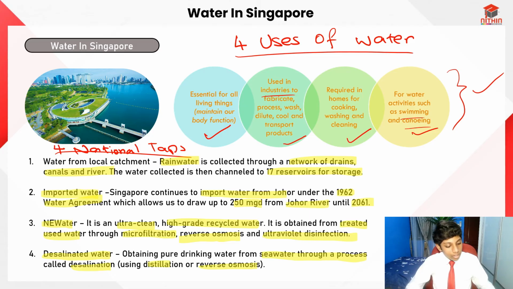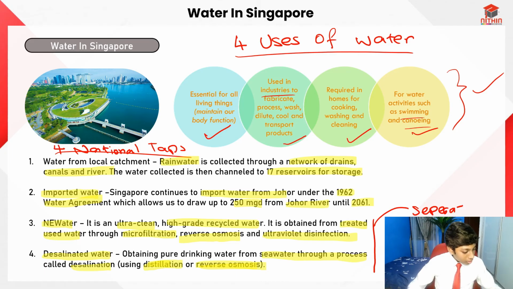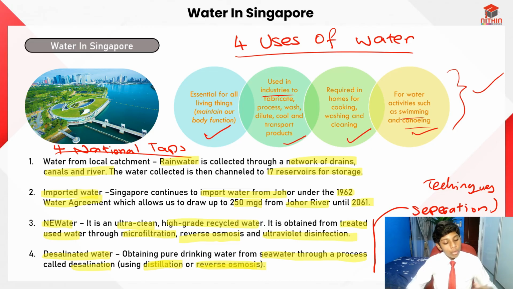Desalination uses distillation or reverse osmosis. Distillation is one of the separation techniques that you have learned. Why I'm telling you this is because these two, NEWater and desalinated water, actually apply separation techniques, basically to separate water from seawater.